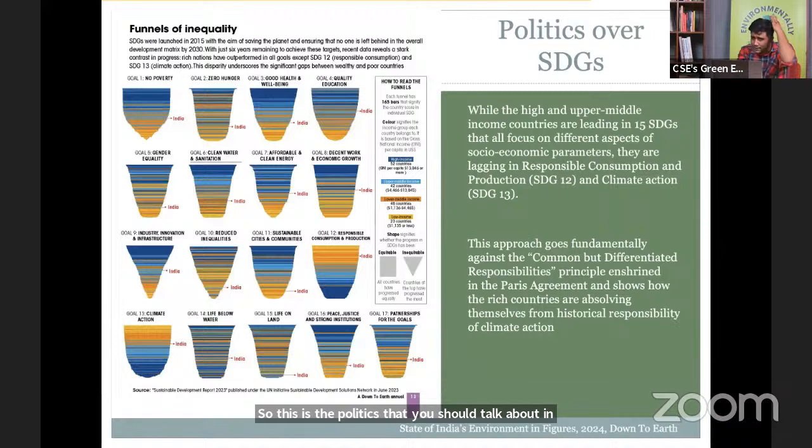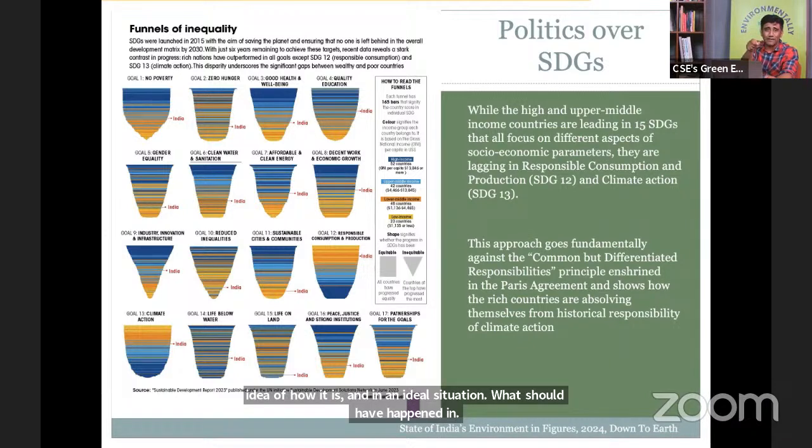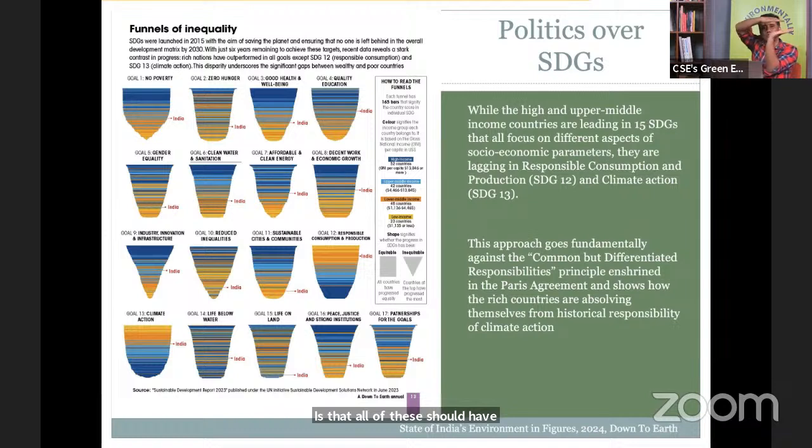This is an infographic that we created at CSE, which in a way gives you an idea of how it is. And in an ideal situation, all of these should have been rectangular. That means all countries are progressing equally. Instead of that, it is basically funnel shaped, which says that some of them are making progress and many of them are being left out, which goes against the basic idea of SDGs.